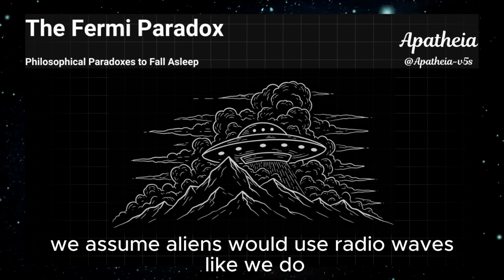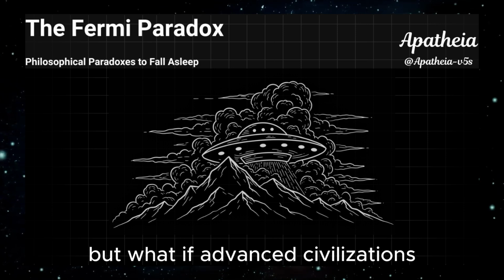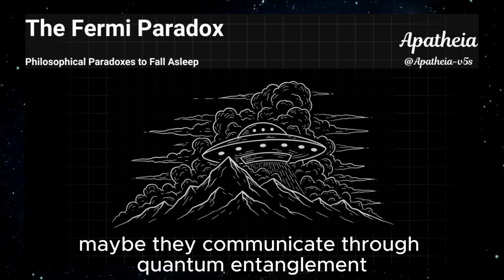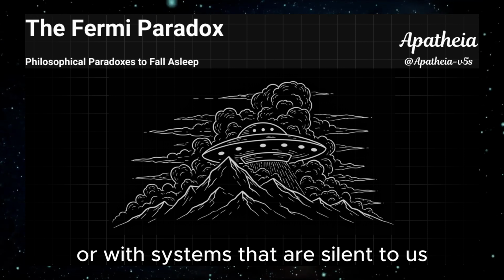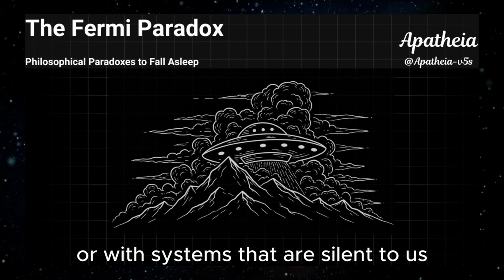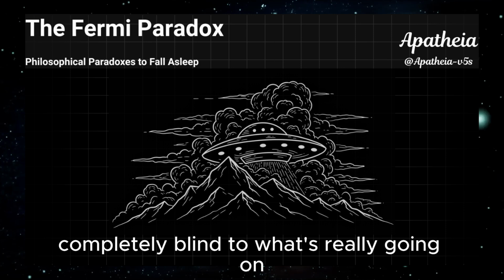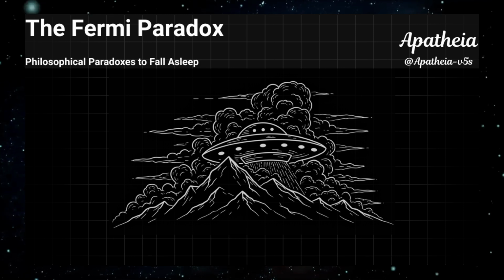3. They're not using radio. We assume aliens would use radio waves like we do. But what if advanced civilizations use technologies we can't detect? Maybe they communicate through quantum entanglement, or with systems that are silent to us. It's possible we're like ants trying to understand a cell phone, completely blind to what's really going on.